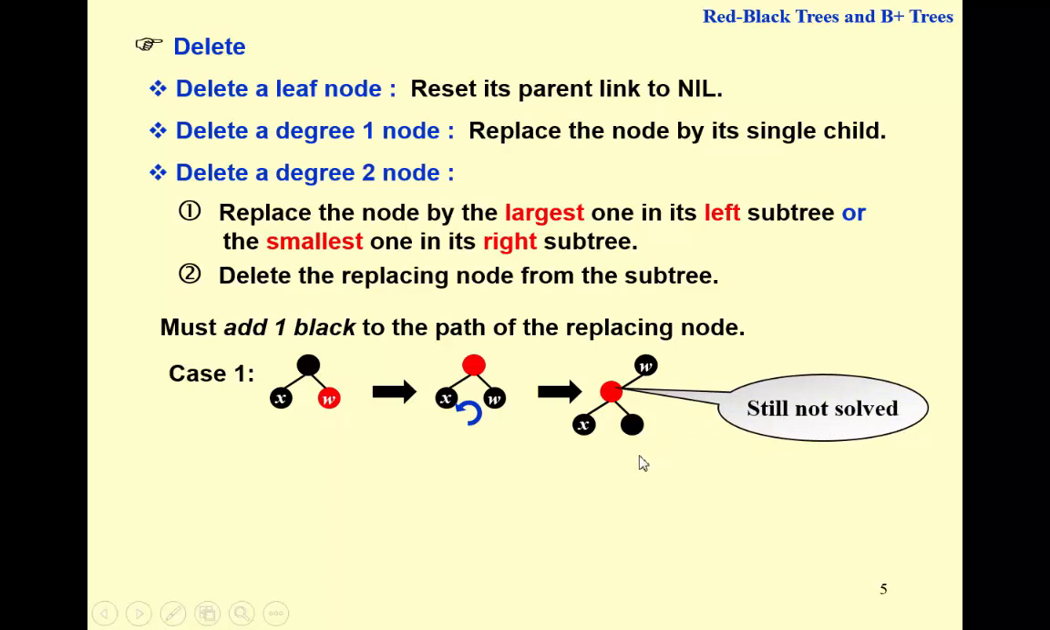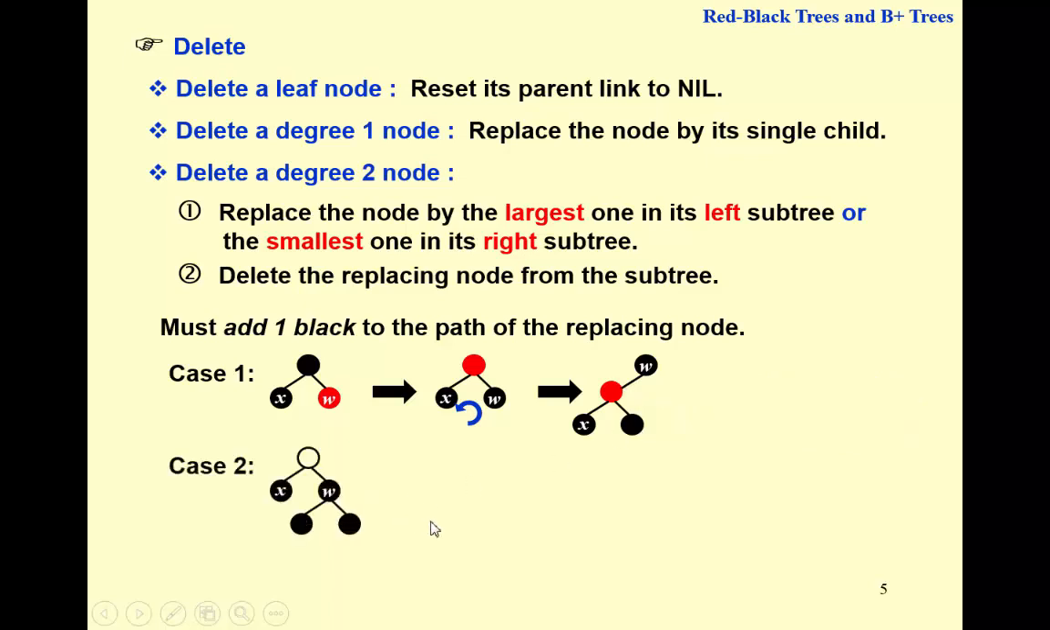The difference is that after the rotation, we have turned the parent of X into a red node instead of a black node. And we can be sure that its sibling is a black node. Then we're going to have 3 different cases. What's in common is that the siblings of X are all black nodes.